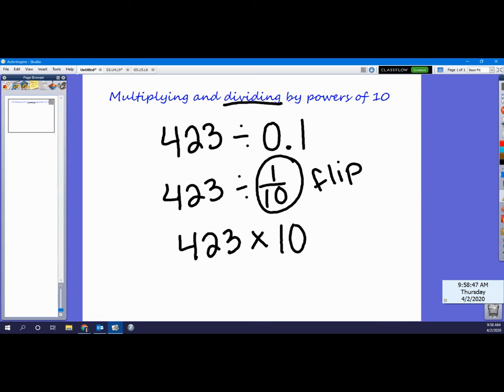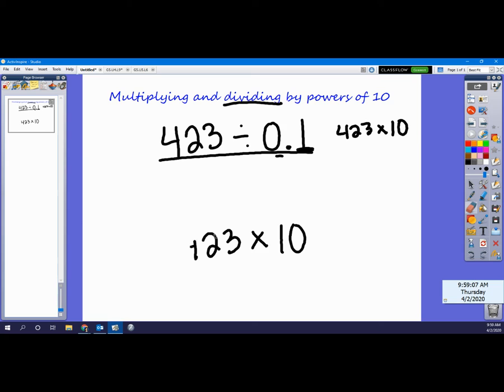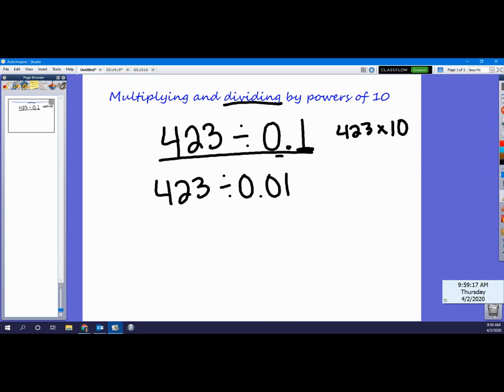So when you divide by a decimal, if your decimal is in the 10th place, it's the same thing as multiplying by a 10. For instance, if we had 423 divided by 100th, it would be the same thing as 423 times 100. And I got that 100 because this 1 is in the 100th place.